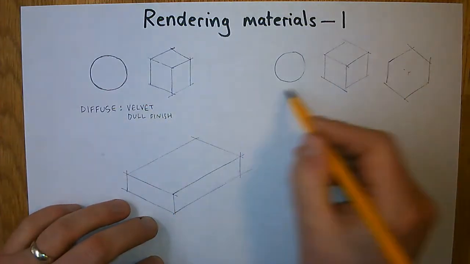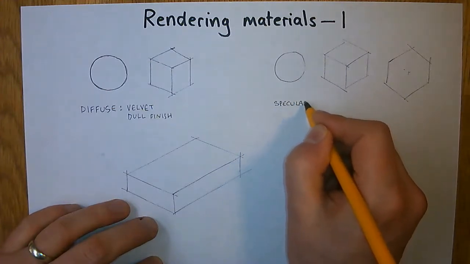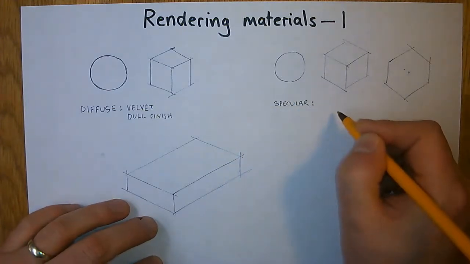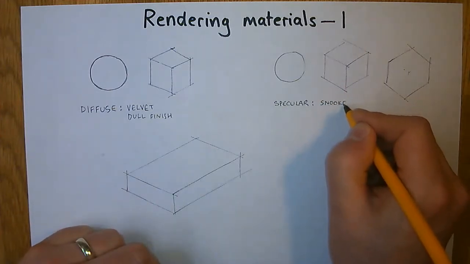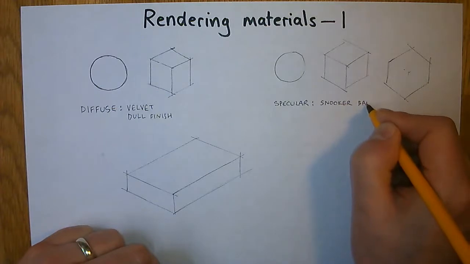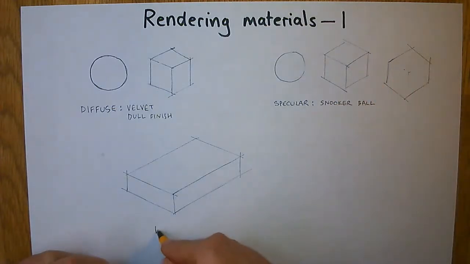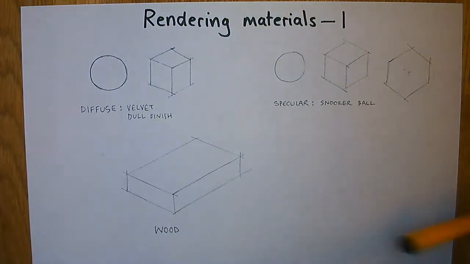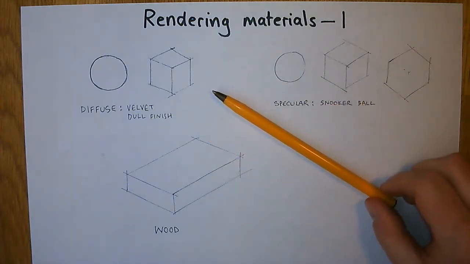Over here we've got a type of rendering which we call specular, which means super shiny, right? And this is hard, shiny plastic, you know, maybe like a snooker ball, something like that. Okay, really shiny stuff going over here, and then in this one we're going to do a simple wood texture.